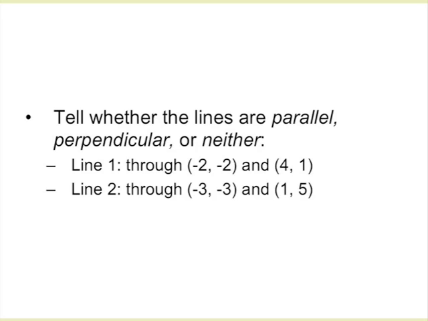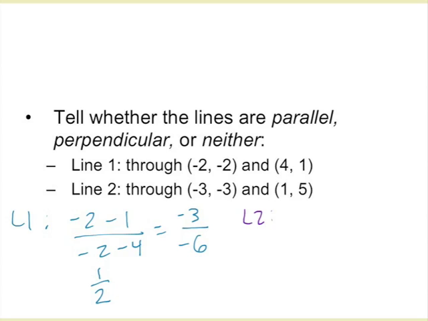Last example, for line 1, negative 2 minus 1 over negative 2 minus 4 gives negative 3 over negative 6, or positive 1/2. For line 2, negative 3 minus 5 over negative 3 minus 1 gives negative 8 over negative 4. Double negatives cancel, gives positive 2.